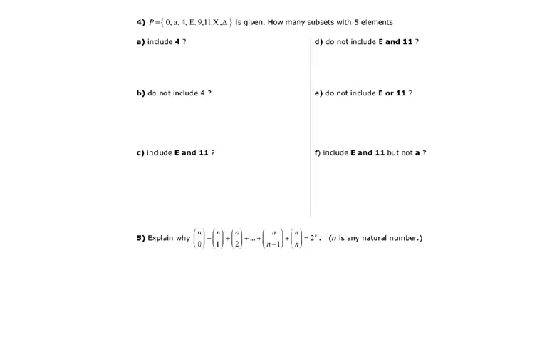Alright, so homework 4, question 4. The first thing we notice is that this set P has 8 elements. And we're interested in the subsets that have 5 elements. So how many of those include 4?